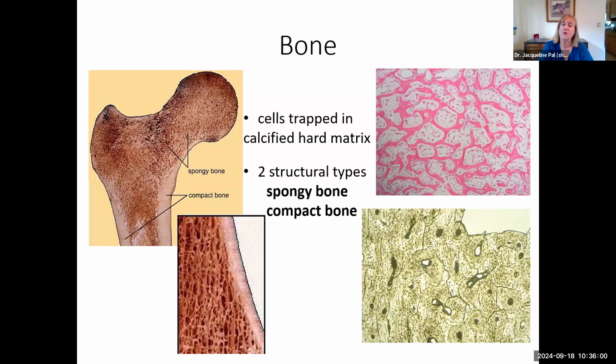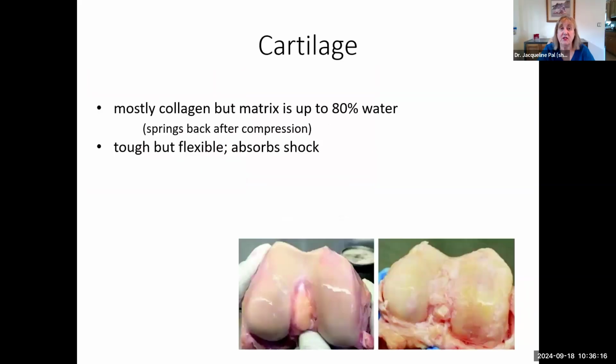So we have some stuff we're going to learn about when we come back and learn about the skeletal system. So that is bone as connective tissue. Now we're ready to move on to the C connective tissue, and that is cartilage.